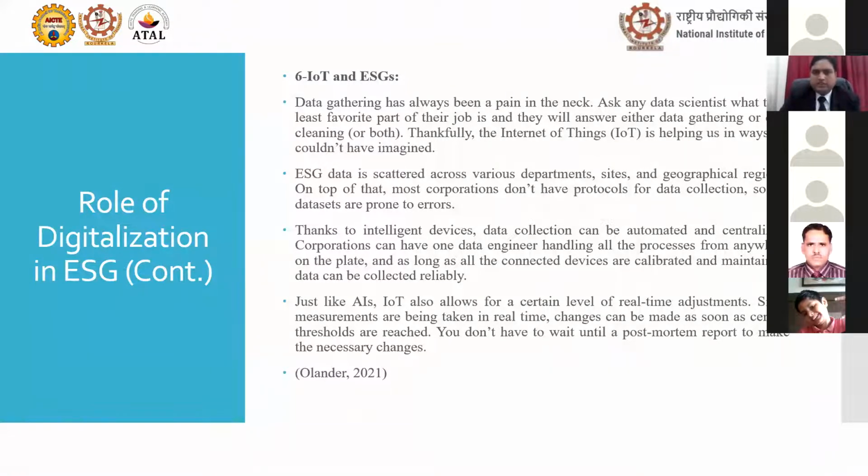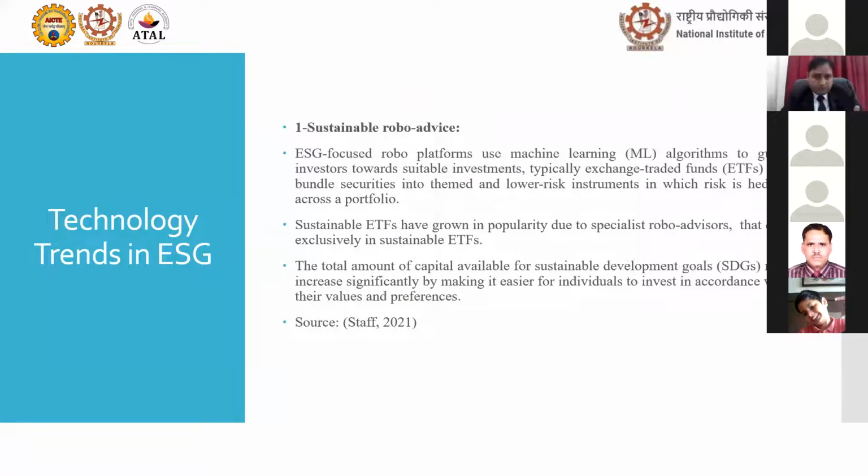Then IoT and ESG, the Internet of Things. As you know, this data is scattered across various departments and geographical regions. Most corporations do not have protocols for data collection, so the data sets are prone to errors. So what these Internet of Things devices do is automate and centralize the data collection, and a corporation can have one data engineer handling the whole process from anywhere, right? As long as all connected devices are calibrated and maintained, data can be collected reliably. So that is the Internet of Things and ESG.